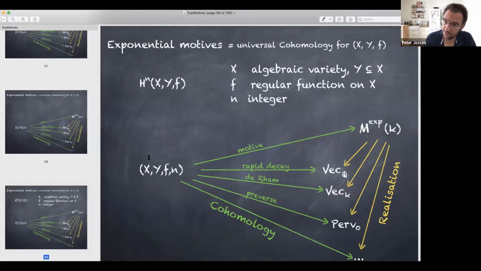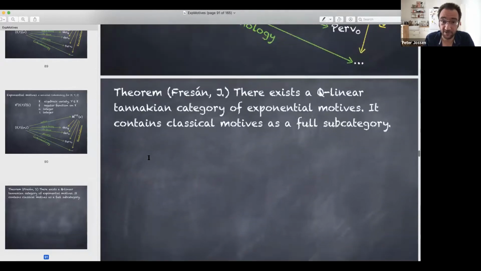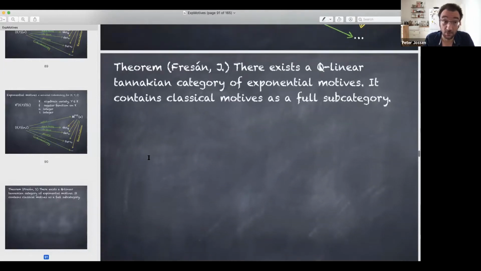Now, I will add one more player into the game, which is an integer I called the Tate twist. If you know, you know. If you have never heard about the Tate twist, just ignore this integer. Good. First theorem. Well, such a theory of motives does exist.